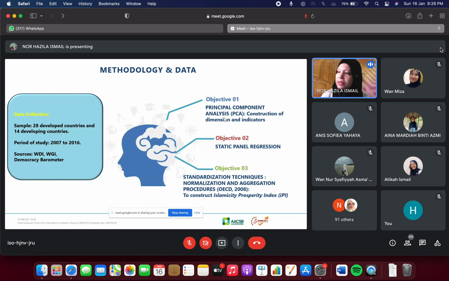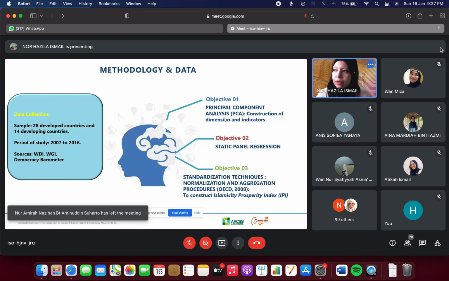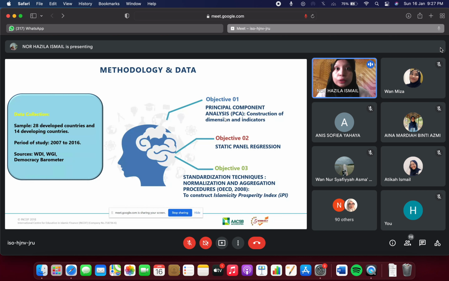Boleh je hetero tu sebenarnya, tapi to me if you are using panel, there must be assumption test for panel. Kalau panel ni yang paling penting ada Hausman test tu. The Hausman test should be there to differentiate. Kalau you guna static panel data, Hausman test tu yang paling penting, because it will differentiate either you should choose fixed effect or random effect.